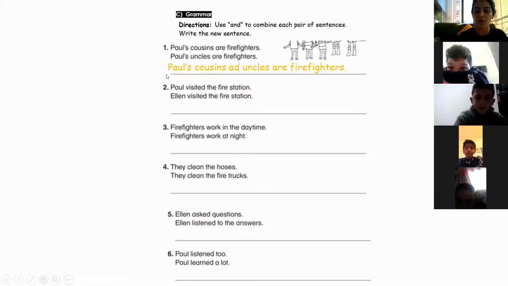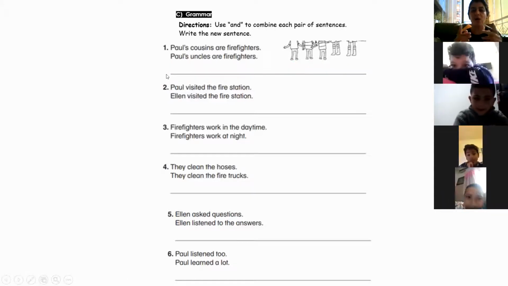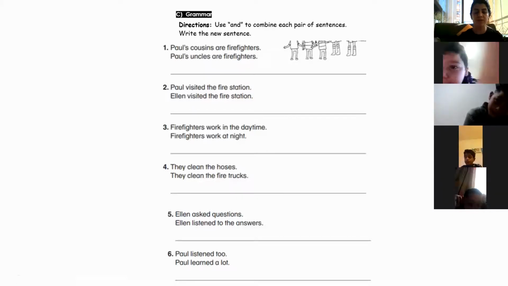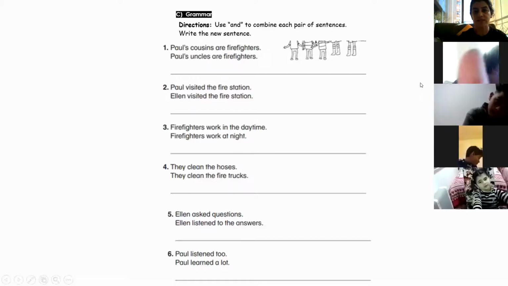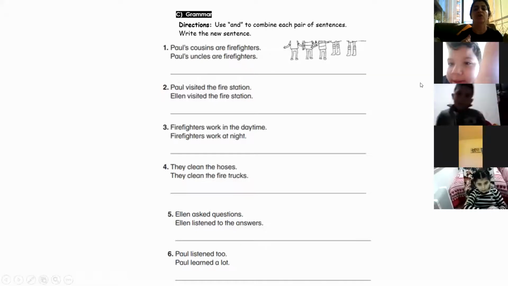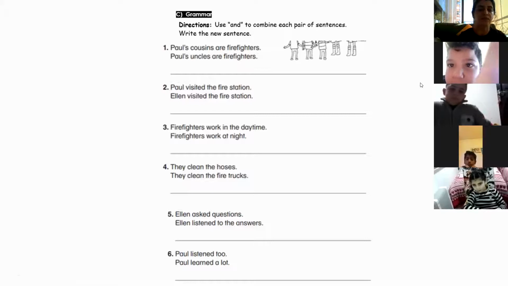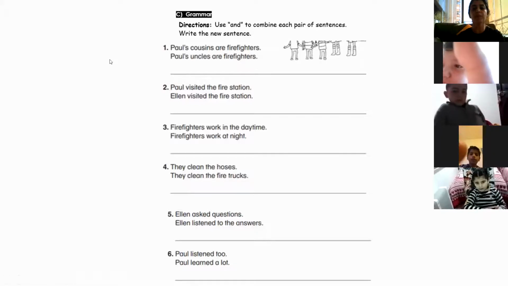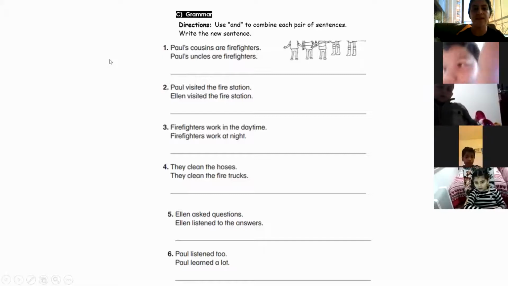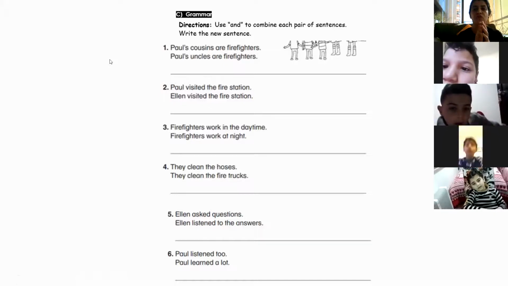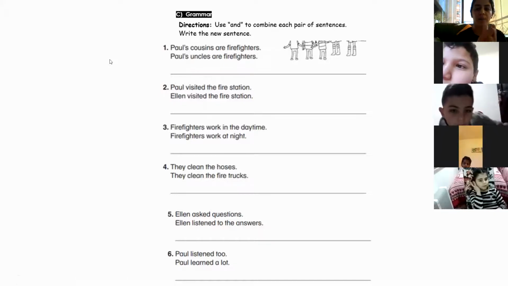Now here, we all still remember how we combine sentences. We combine sentences, it means we join sentences using the word and. Ahmad, start with number one. You're going to read the sentences with the answer. Number one, read the pair of sentences and then combine them using the word and. You have to know if you're going to combine the subject or the predicate.